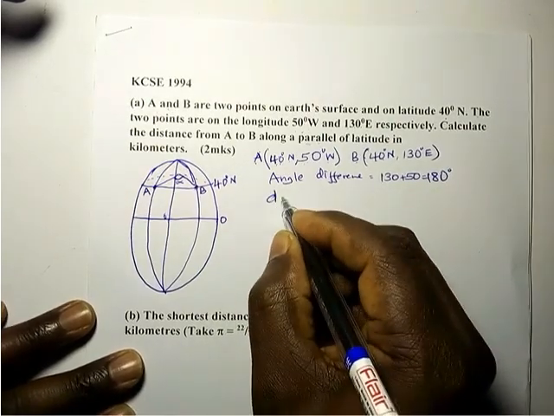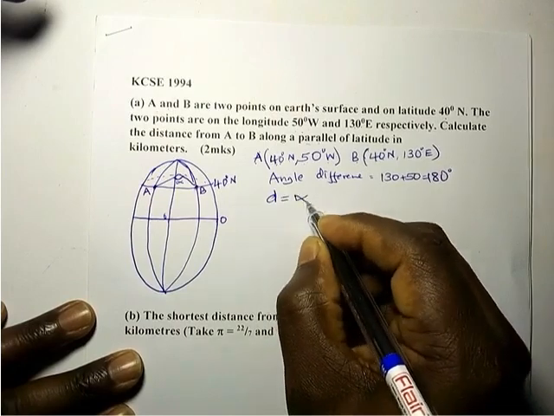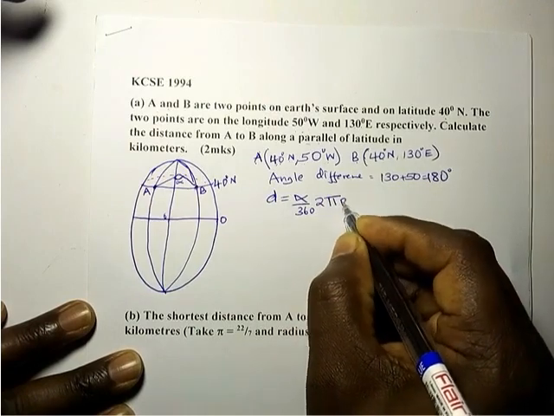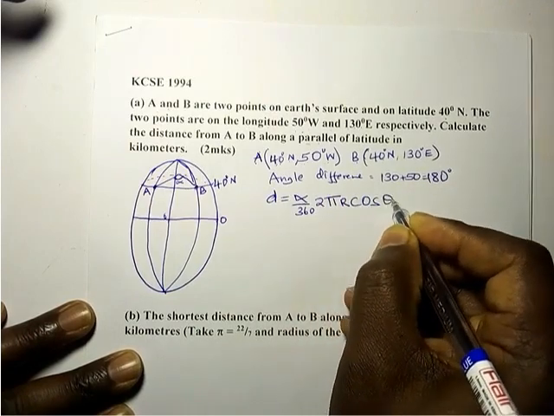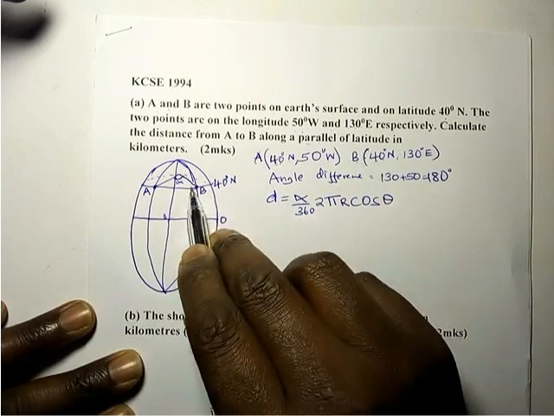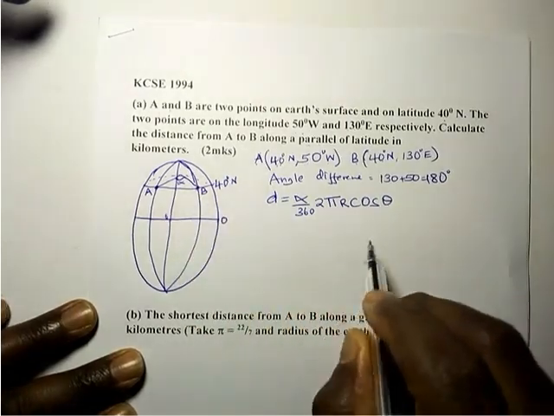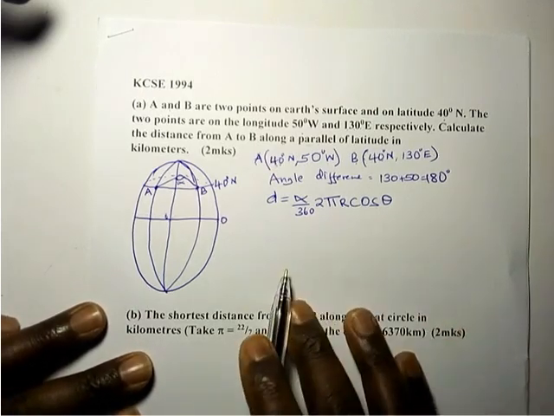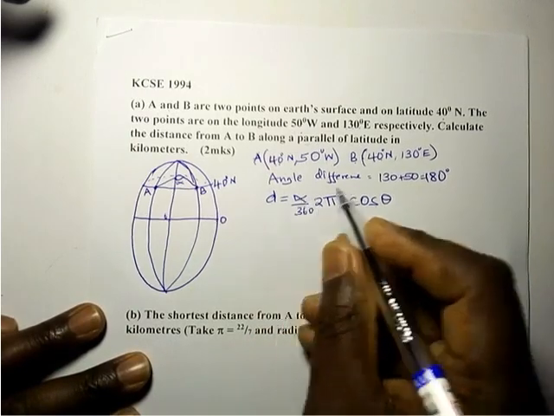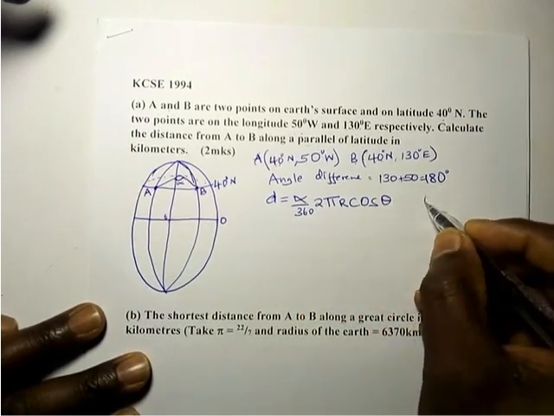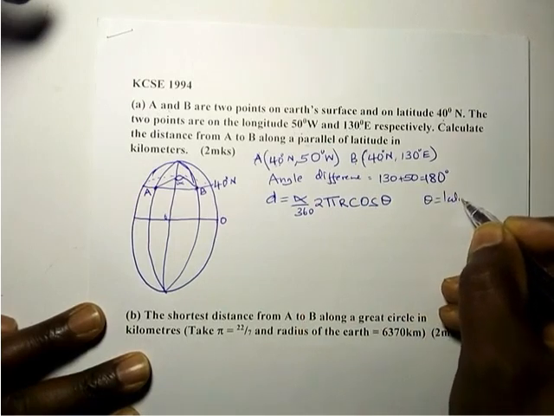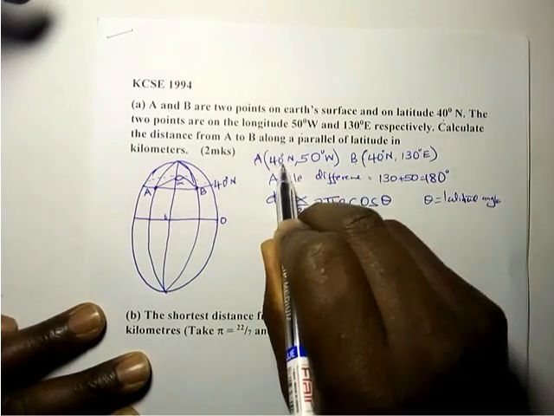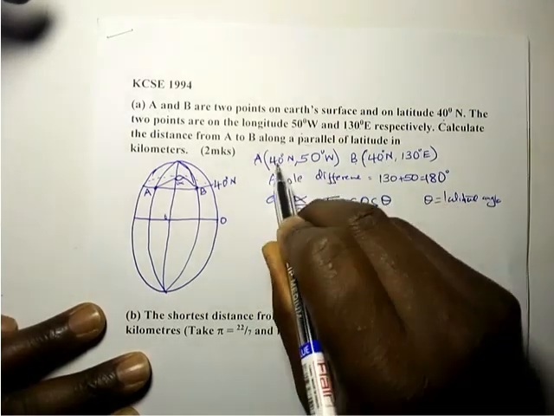So distance is given by alpha over 360 times 2 pi r cos theta. Kwa sababu this one is a small circle. If it is a small circle, this is how we get the radius of that small circle. Kama hujajua, kuna videos nimefanya za latitude, tafadhali zipitie. So now the alpha is this one, and this theta is the latitude angle. Our latitude here is 40, therefore the angle theta is 40.